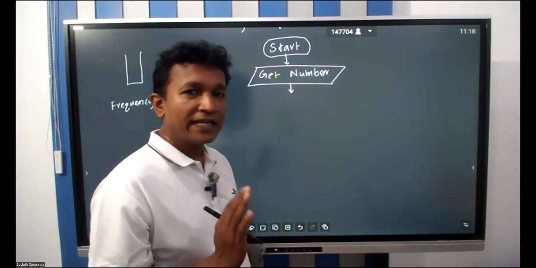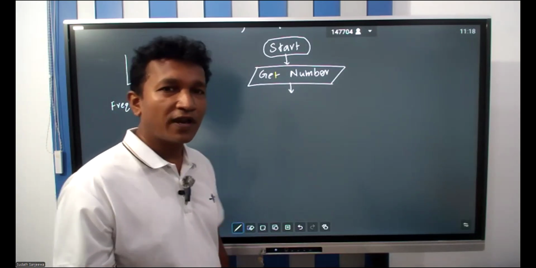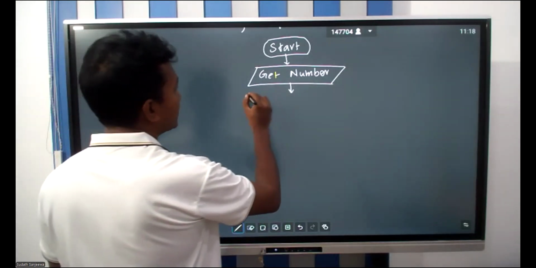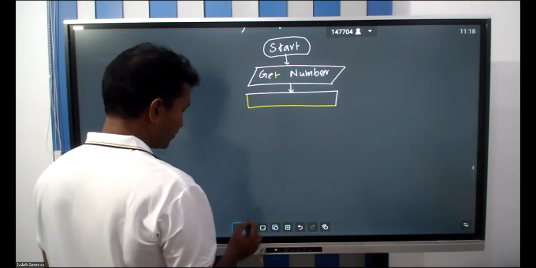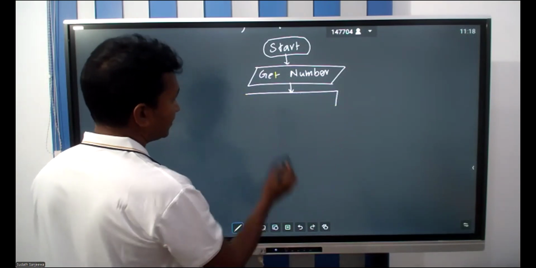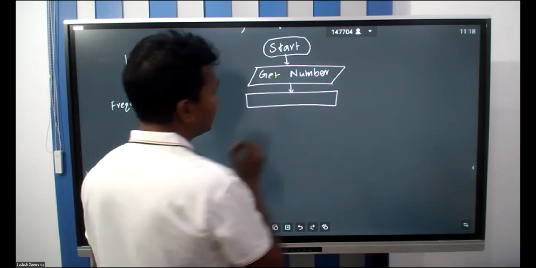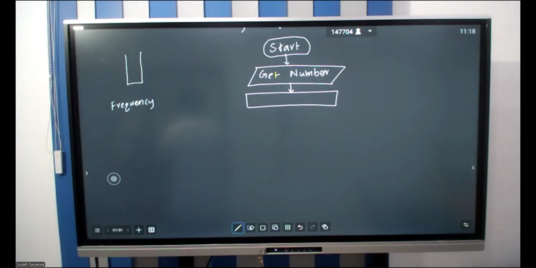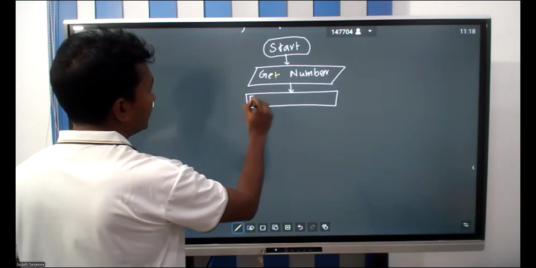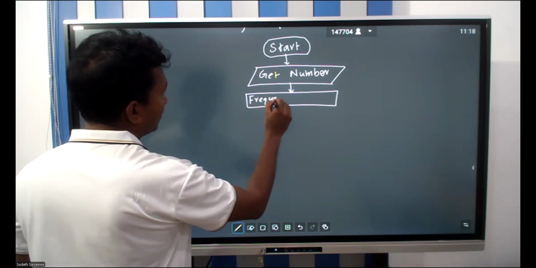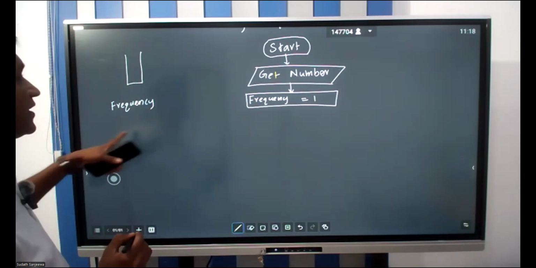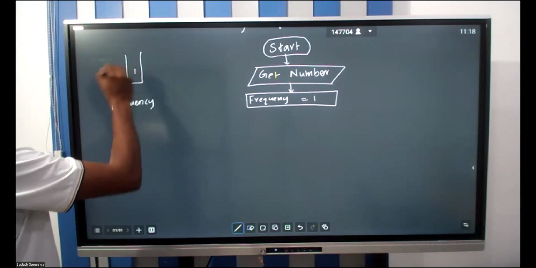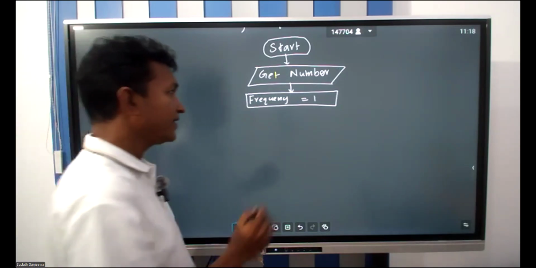That is the frequency. Initially, I initialize that frequency to 1 because we have to start from 1. Then we have to go up to 12, right? Here I put frequency equal 1. Now I have created this frequency variable. Initial value is now 1, right?